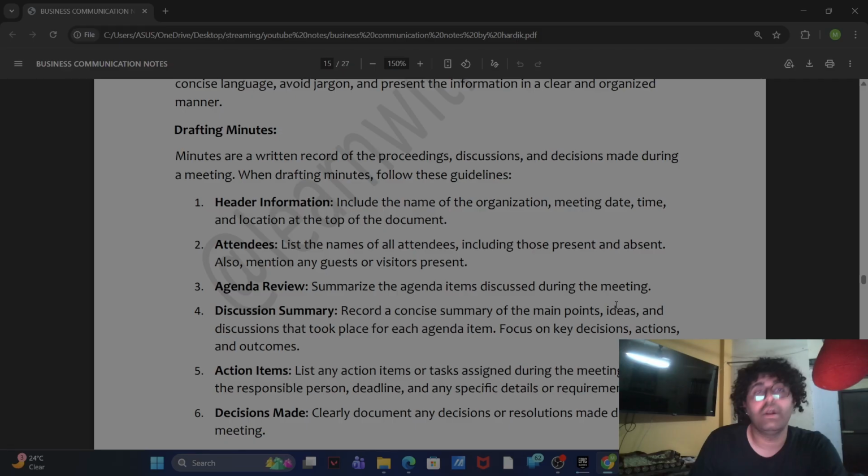Next topic, drafting minutes. Minutes are a written record of the proceedings, discussions, and decisions made during a meeting. When drafting minutes, follow these guidelines.